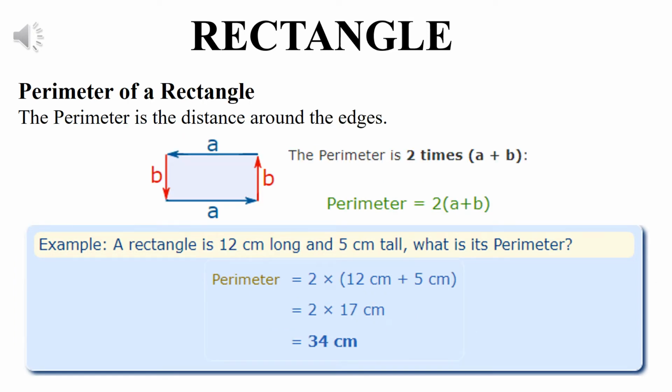Perimeter of a rectangle. The perimeter is the distance around the edges. The perimeter is 2 times a plus b. Perimeter is equal to 2 times a plus b. Example, a rectangle is 12 cm long and 5 cm tall. What is its perimeter? Perimeter is equal to 2 times 12 cm plus 5 cm, which is equal to 2 times 17 cm, which is equal to 34 cm.